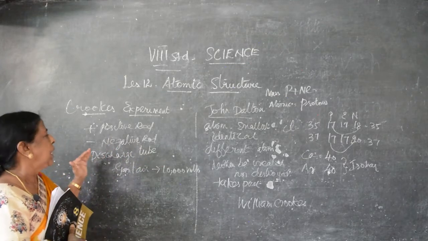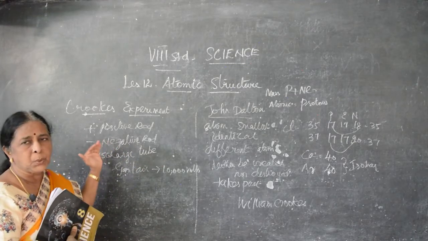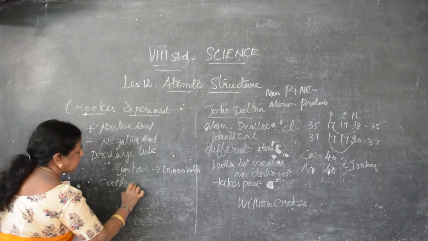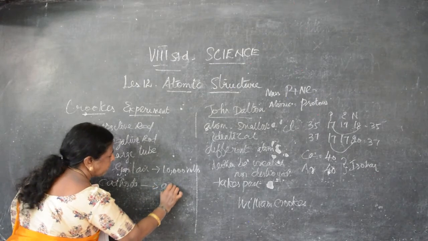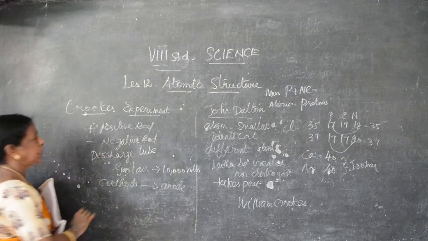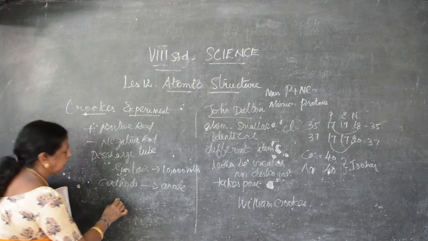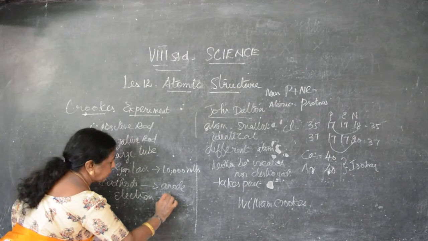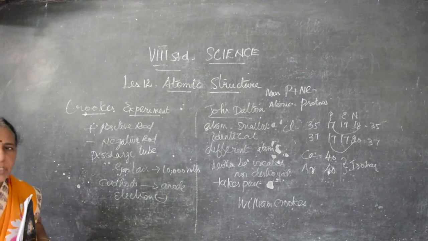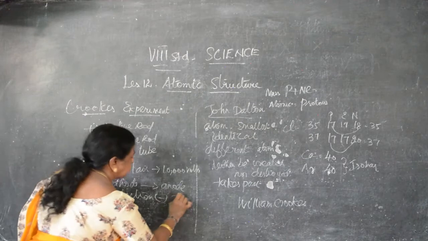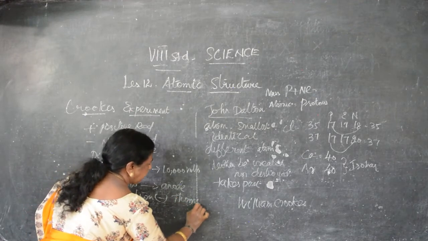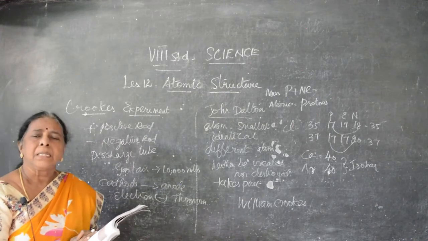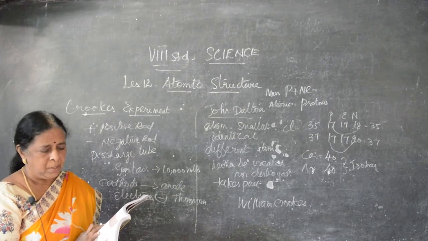The gas decomposed and started to move from cathode to anode. The rays which pass from cathode to anode are known as Crookes rays, or cathode rays. It is nothing else, it is the electron, a negatively charged particle. This electron, the negatively charged particle, was named by J.J. Thomson. And they said it is a subatomic particle of the atom.